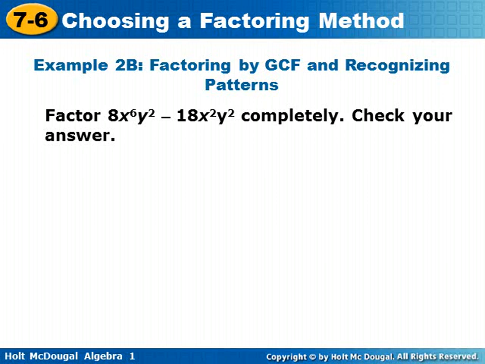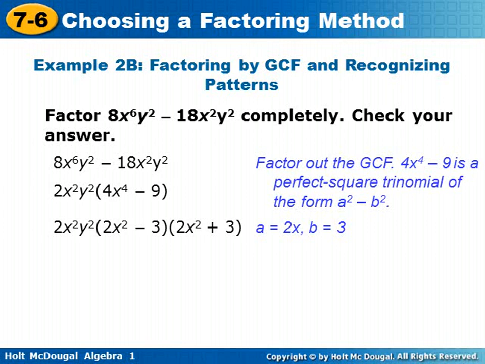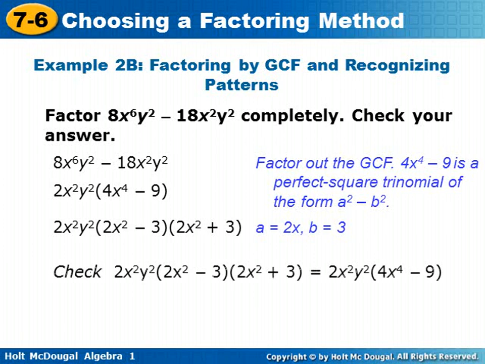To factor 8x to the 6th y squared minus 18x squared y squared, we're going to pull out the greatest common factor, which would be 2x squared y squared, leaving 4x to the 4th minus 9 in parentheses. That is the difference of two squares, a term being 2x squared and b term being 3. So we would end up with, outside the parentheses still, 2x squared y squared, and then we would factor 4x to the 4th minus 9 into 2x squared minus 3 times 2x squared plus 3.